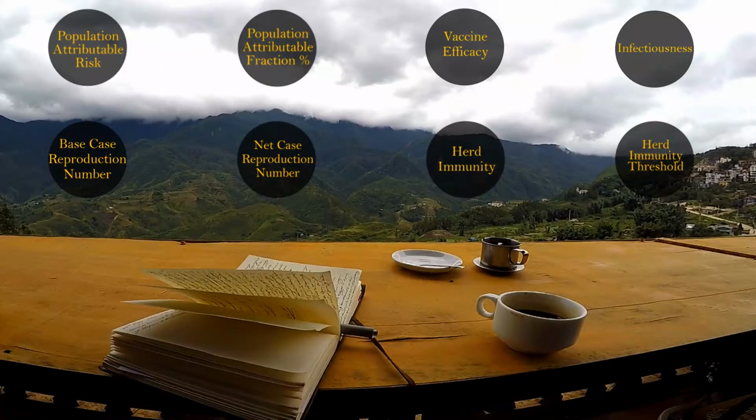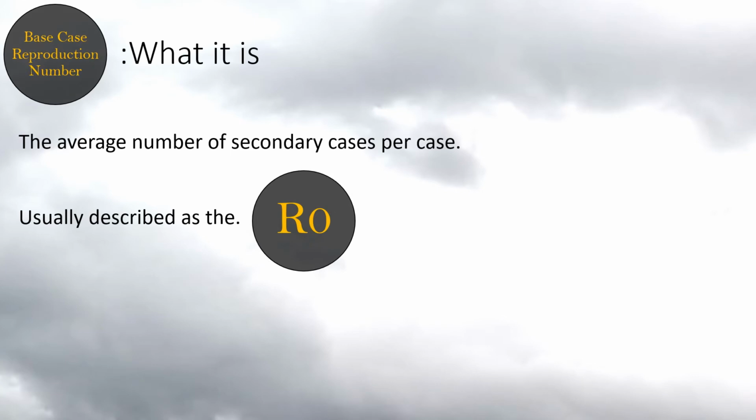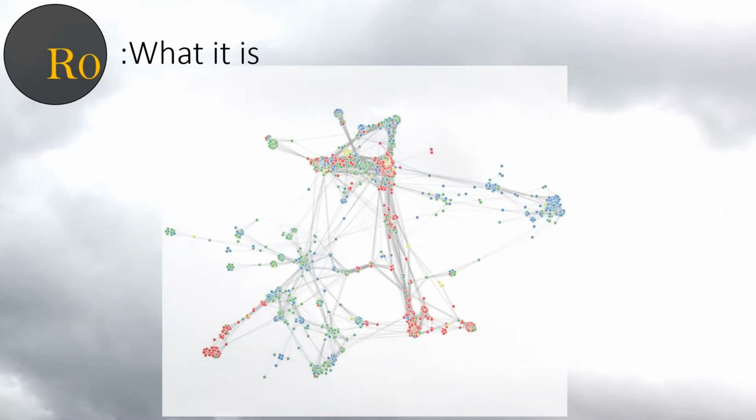Base case reproduction number, or the R0. So let's move this up and let's get to it. Right then, what it is, the average number of secondary cases per case, and it's usually described as the R0. So you normally think about it as a network analysis, a big web. Who infects who?